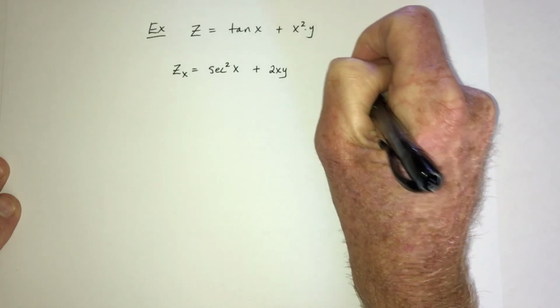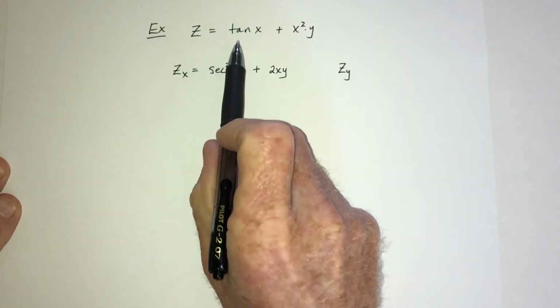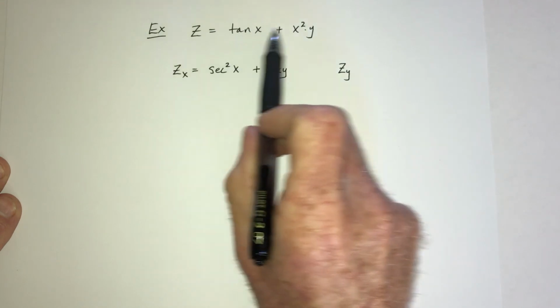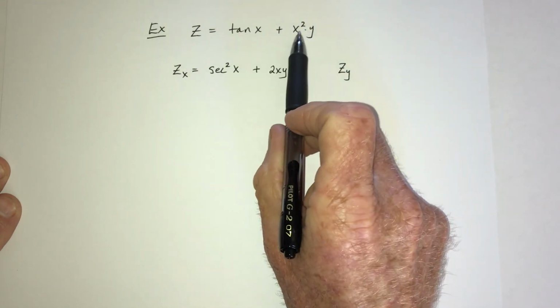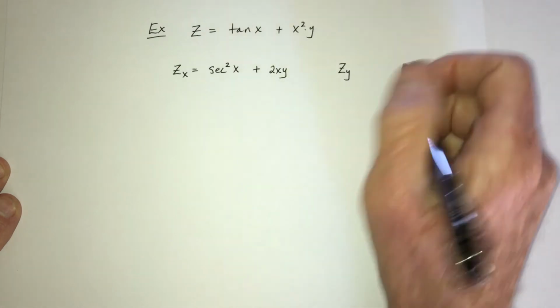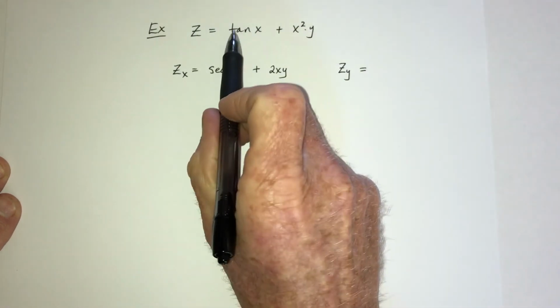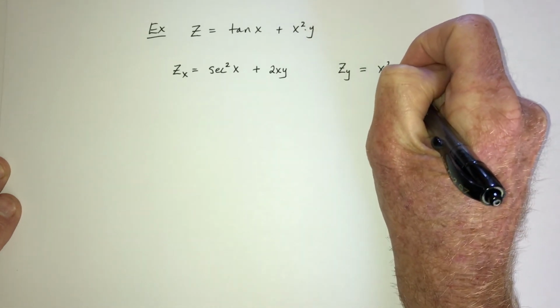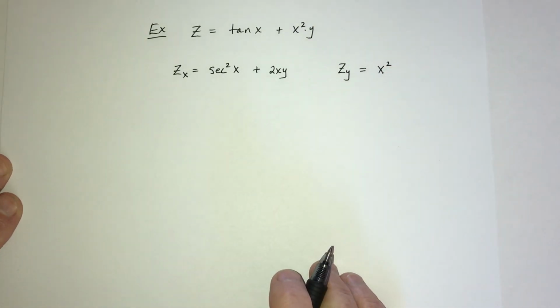Now take the derivative with respect to y. Since this is considered to be a constant, its derivative is 0. The derivative of this will be a 1, and this constant will just sit there. So this is 0, this is 1 times x squared, so that first derivative is equal to x squared.